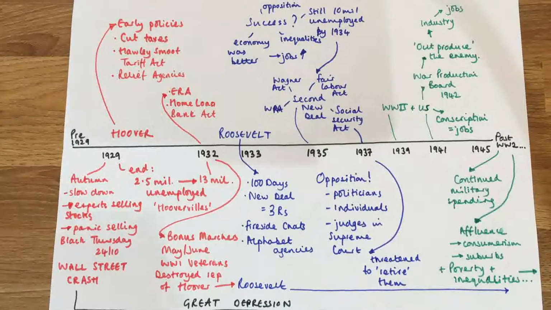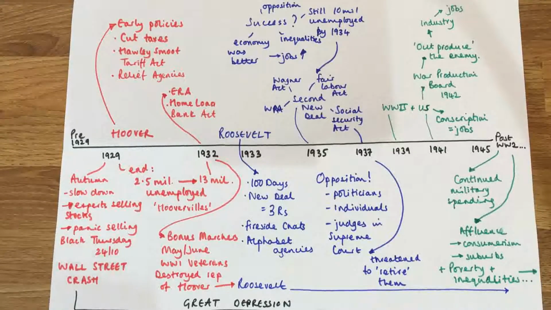He does do things that are helpful though. He cuts taxes. The Hawley-Smoot Tariff Act is to protect US farmers because it meant that products coming from overseas were significantly more expensive, so that was to try to encourage people to buy homegrown items. He also set up relief agencies and spent huge amounts of money on supporting people who had lost their jobs. However, these early policies aren't enough and people are living in really, really tough conditions.